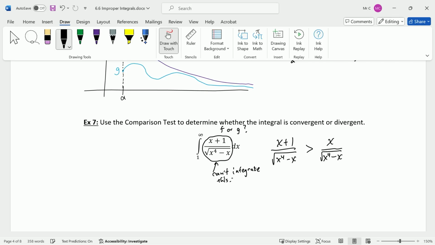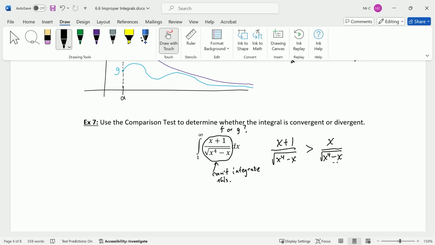I wouldn't bother with the comparison test. Now, I want to find a function that I can compare this thing to, but I'm not forcing it. I'm just saying, hey, what do I know? I know if I got rid of this 1, I'd have a somewhat simpler function. And also, this function is going to be smaller than the original one.